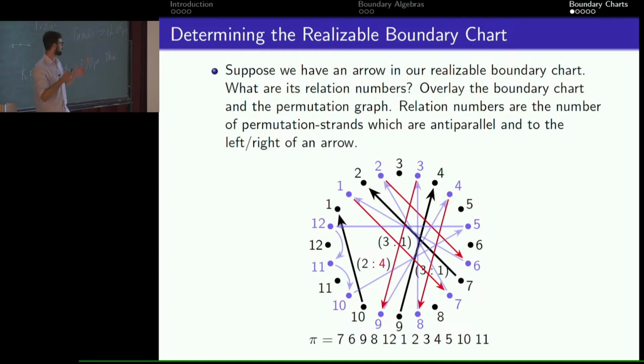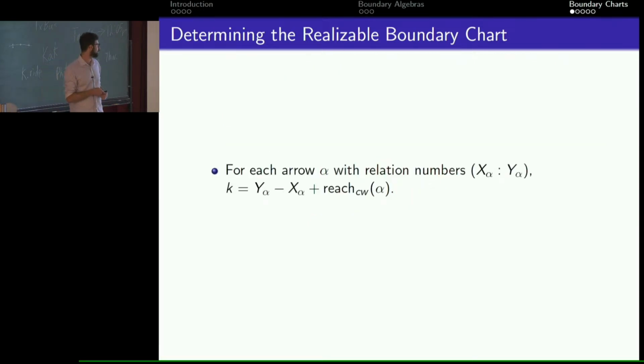Okay, so it's not like the easiest construction in the world, but you can determine all this information from the permutation. And then k comes actually from each pair of arrows. They satisfy this relation where x is that left number and y is that right number. They're not independent of each other. They're determined up to the reach of the arrow, meaning how far it goes, like how many steps it goes clockwise.